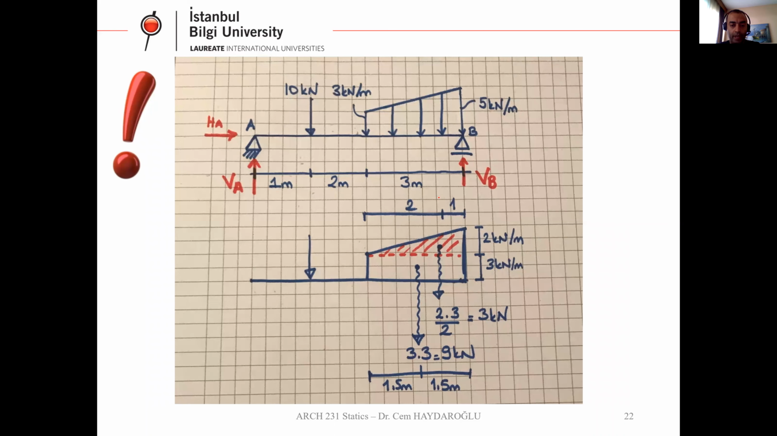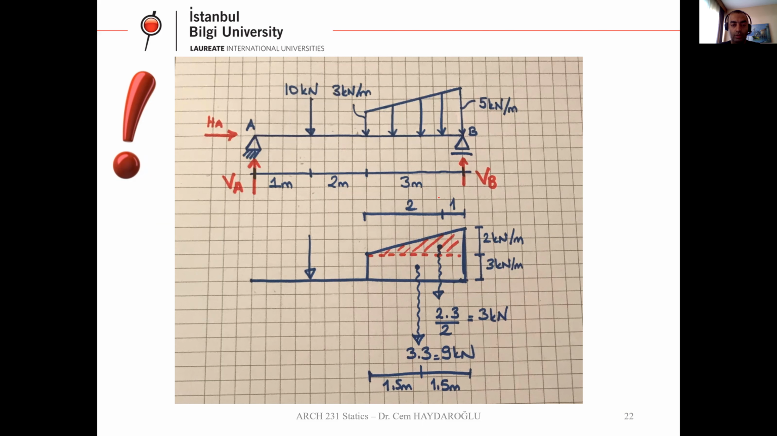Okay, here we have another example. We have a simple beam. As you can see, one support is pin, other one is roller. On this beam, we have a vertical concentrated load and a trapeze load. Now we have to convert this trapeze loading to concentrated loads.